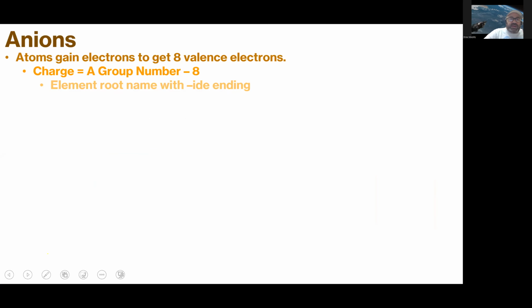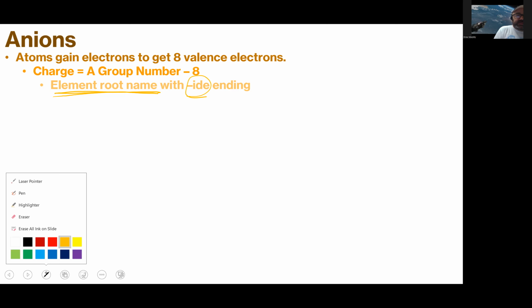Anions first because they're less complicated. Remember that to make an anion, we're going to take the atom and gain enough valence electrons to get a total of 8 valence electrons, which means we're going to end up with a charge of the A group number minus 8. And when we're naming these things, we're going to take the root of the element name, and some of those are straightforward and some are not necessarily straightforward, but we'll figure it out. And we're going to change the ending to -ide. No matter what it is, we're going to put -ide on the ending.